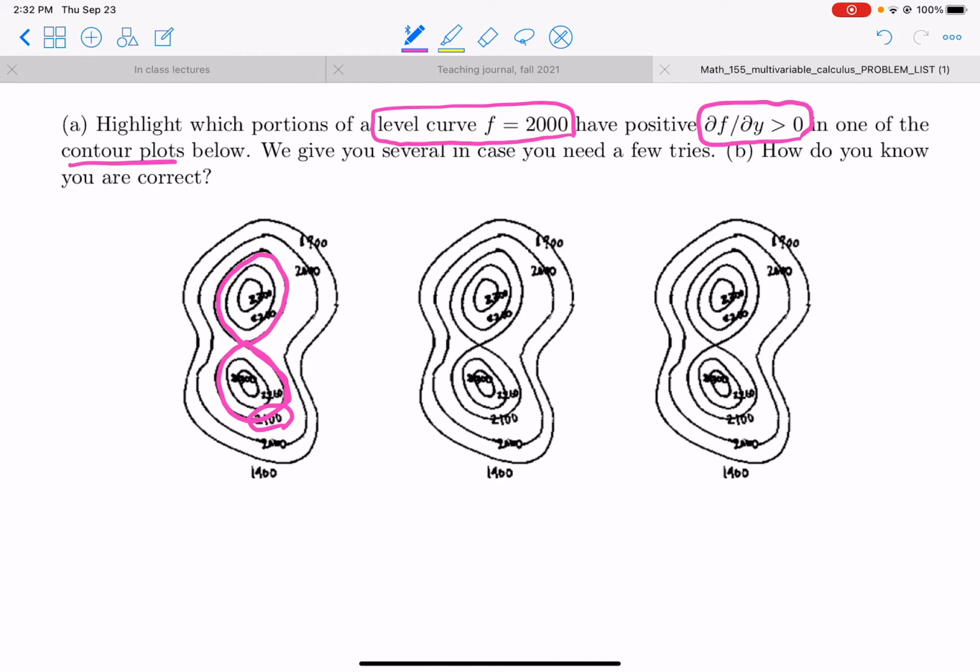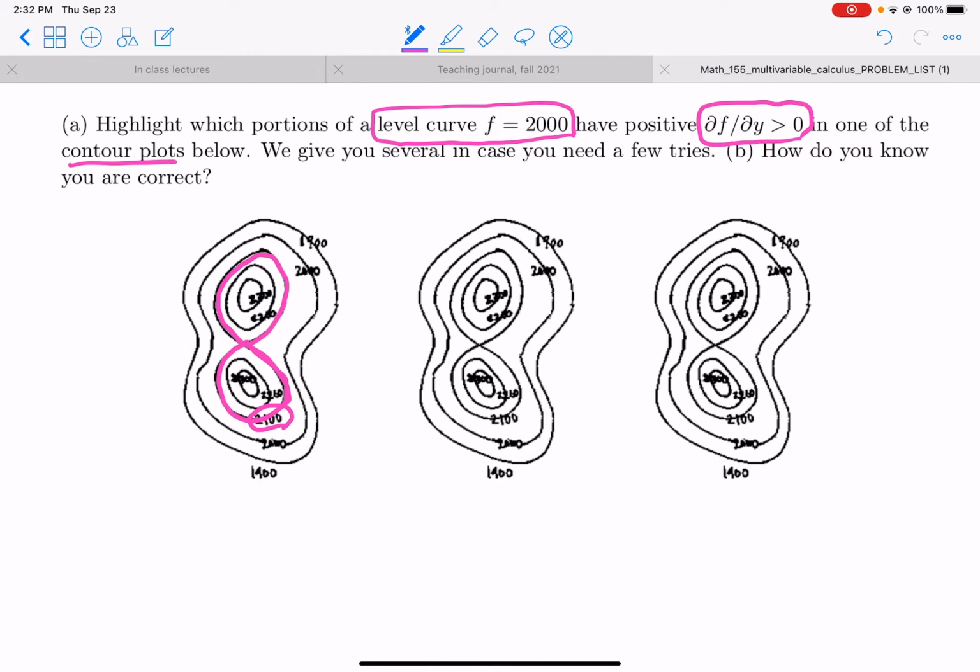What it means is this is 2 dimensions, right? And so what I have is a function on 2 dimensions, and it assigns to every point in the plane a real number, and all these points are assigned the number 2000. So hovering above all of these points on this curve is the number 2000 as the output of this function, okay? F is the function. And so I need to find which parts of this level curve, of all the points in the plane which are assigned the number 2000, have positive partial derivative df dy.